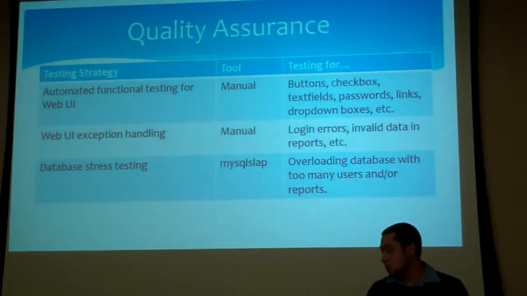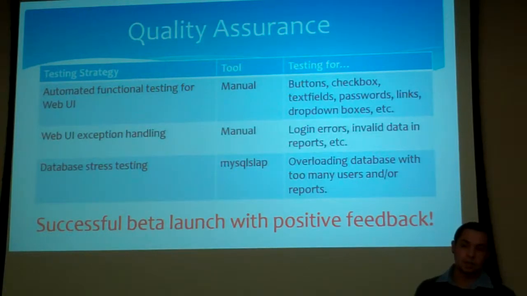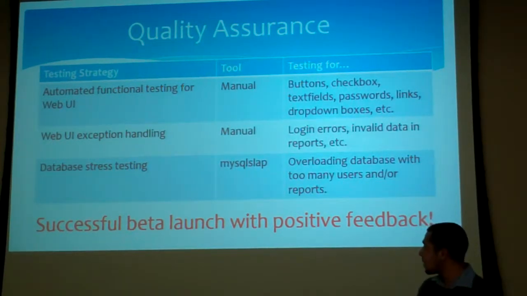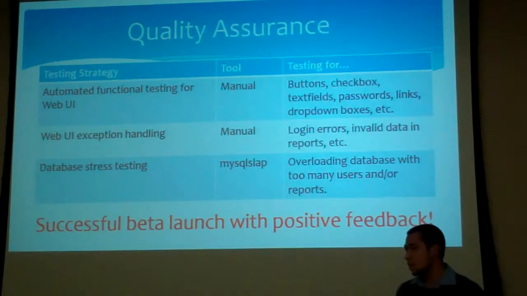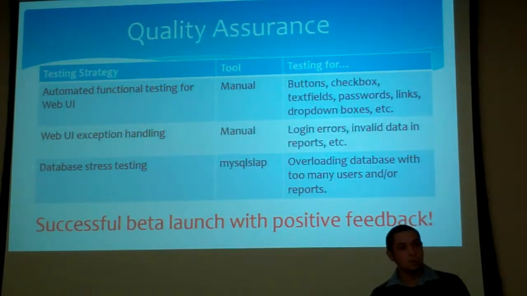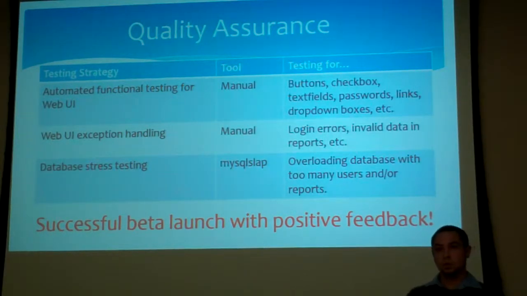And then some quality assurance strategies we plan to use or have been using is functional testing for our web UI, which basically just going through, make sure all checkboxes, drop-down boxes work, and exception handling, so like login error exception handling, and invalid data submission in reports. And also we will be doing database stress testing. We use MySQL SLAP, which basically we use to benchmark and compare performance of our database when we overload it with a large amount of users and/or reports.